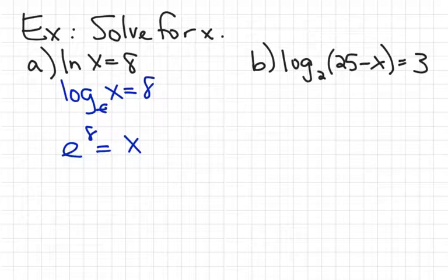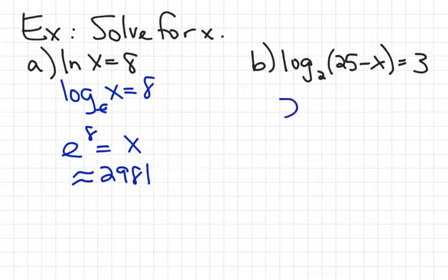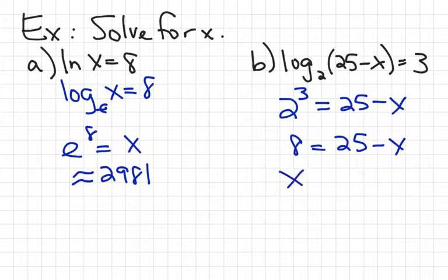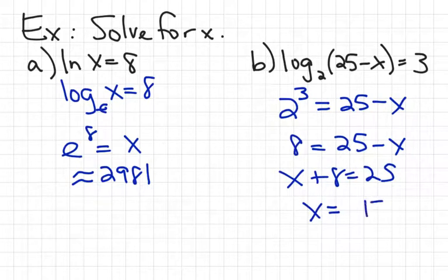And e to the 8th is approximately equal to 2981. The second equation, the log base 2 of 25 minus x equals 3, we're going to put in exponential form. Remember, the base is 2, the exponent is 3, and that's going to equal 25 minus x. So 8 is equal to 25 minus x. x plus 8 is 25, and x is equal to 17.